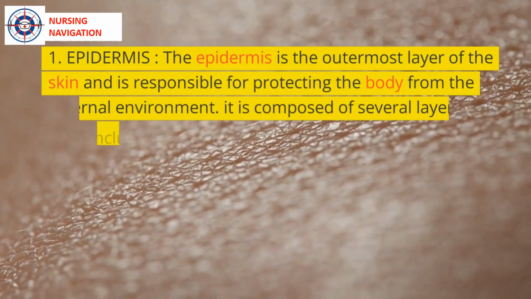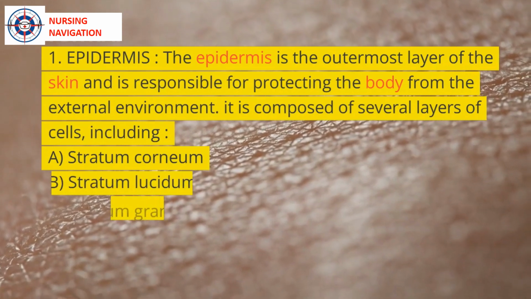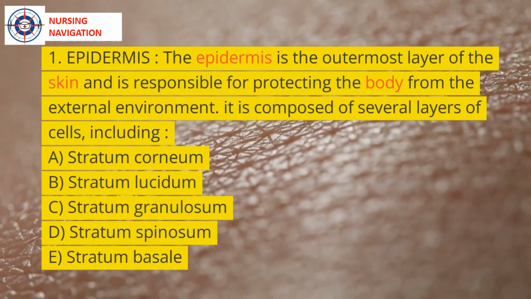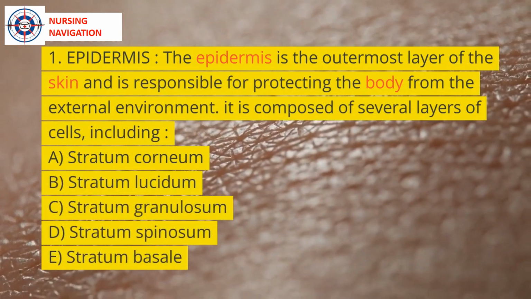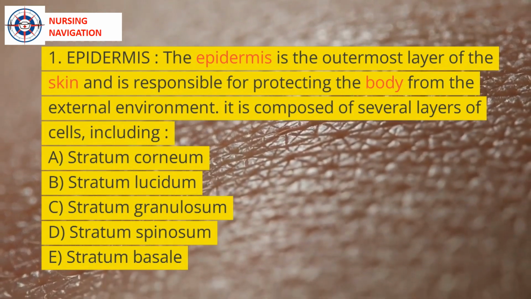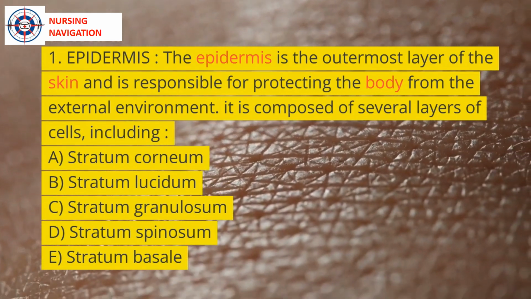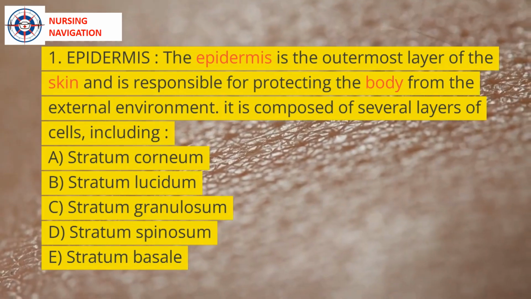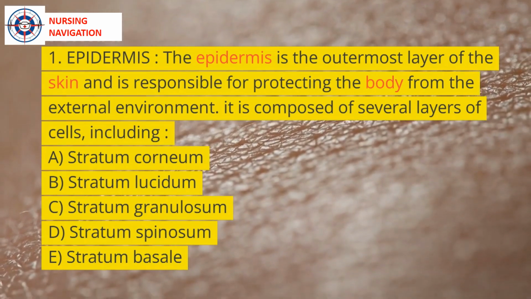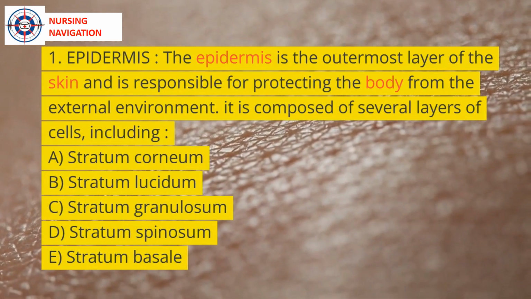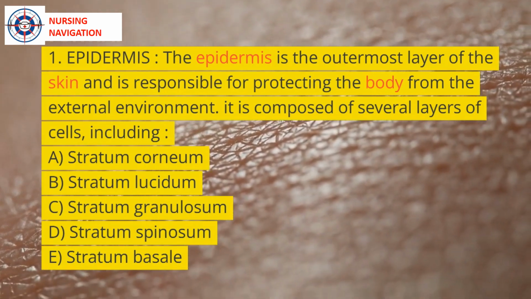One. Epidermis. The epidermis is the outermost layer of the skin and is responsible for protecting the body from the external environment. It is composed of several layers of cells, including A. Stratum corneum, B. Stratum lucidum, C. Stratum granulosum, D. Stratum spinosum, E. Stratum basale.